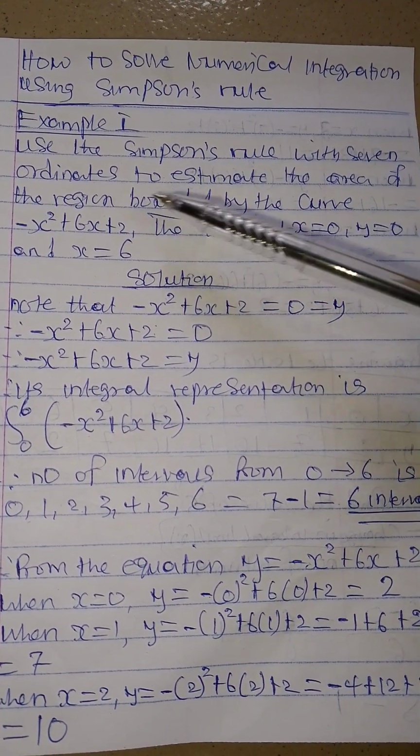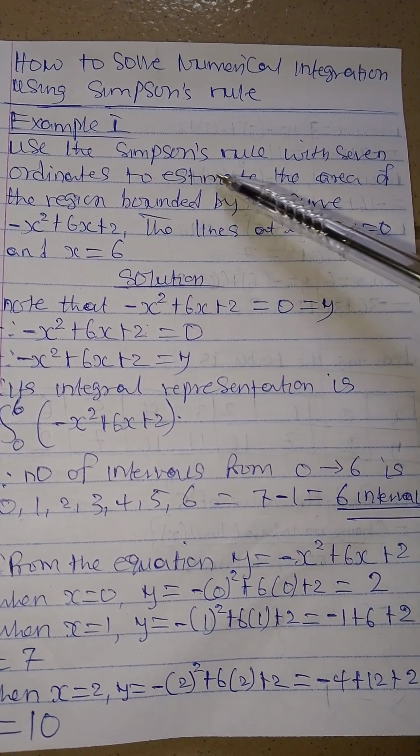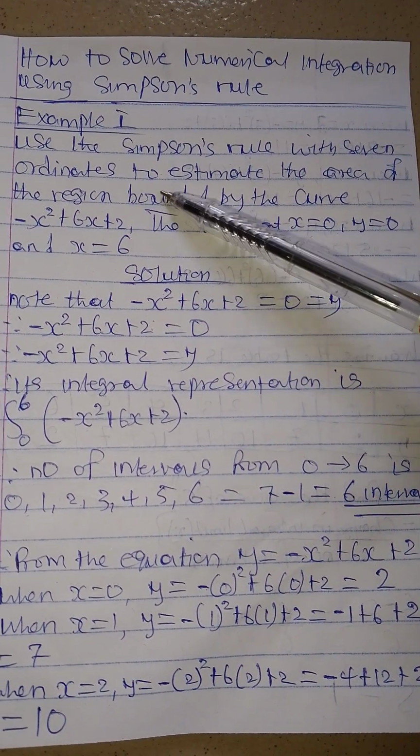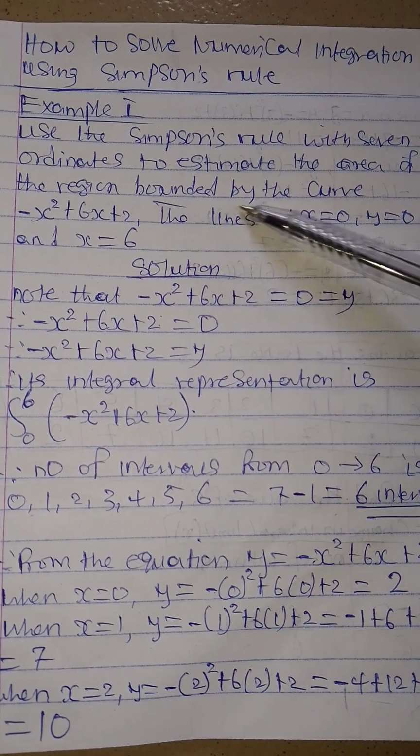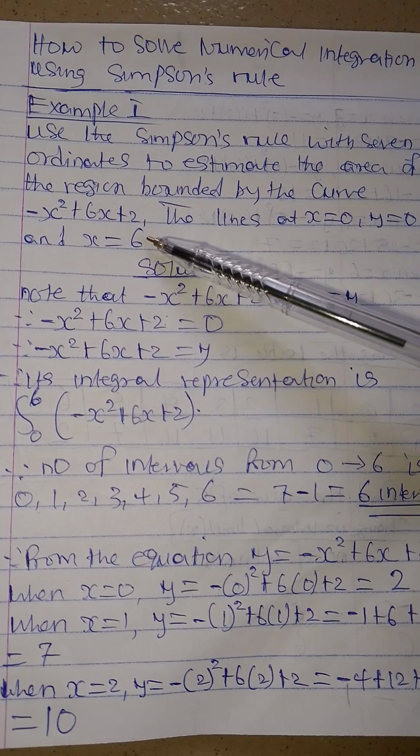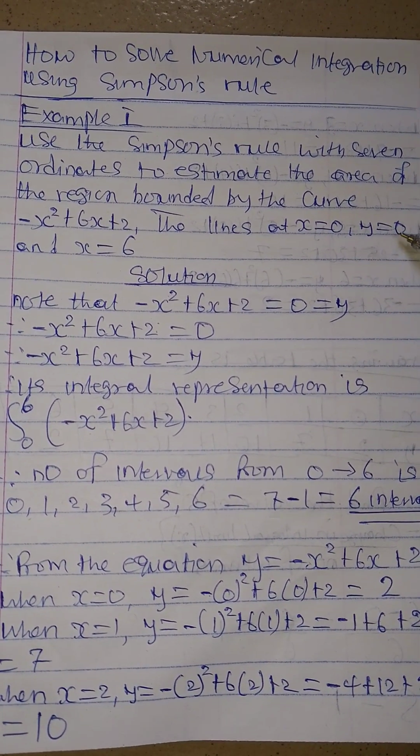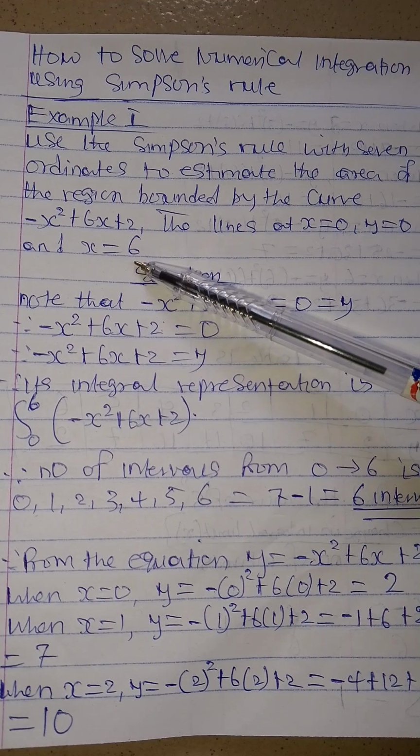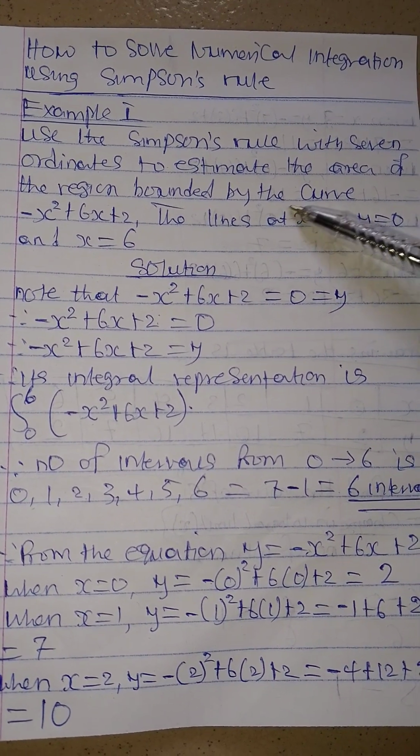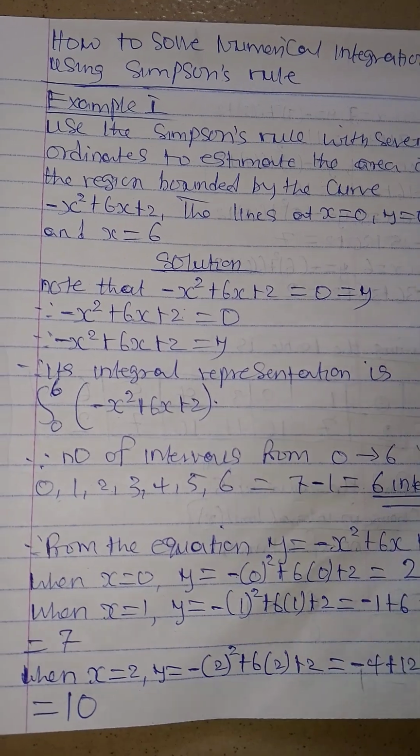On today's video, I'll be teaching you how to solve numerical integration using Simpson's rule. Example 1 says we are asked to use Simpson's rule with 7 ordinates to estimate the area of the region bounded by the curve minus x squared plus 6x plus 2, given that the lines are x equal to 0, y is equal to 0, and x is equal to 6. This means from x equal to 0 to x equal to 6. Okay, so now the solution.